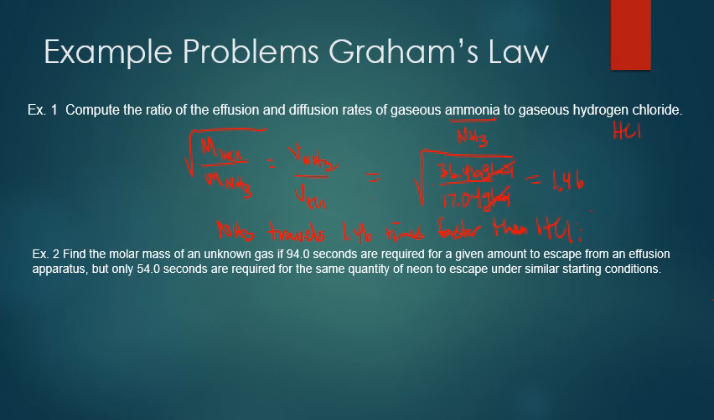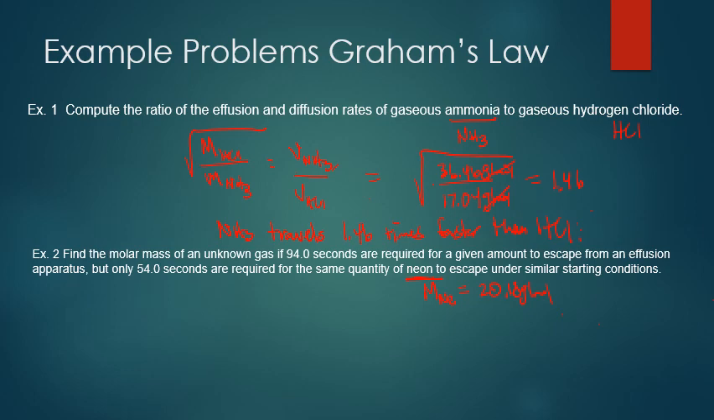Okay, so for our second problem, it says we need to find the molar mass of an unknown gas if 94 seconds are required for a given amount to escape from an effusion apparatus, but only 54 seconds are required for the same quantity of neon to escape under similar starting conditions. So key thing, I don't have any numbers other than the 94 and the 54, but I do know a substance, which is neon. So I can always tell the molar mass of neon from the periodic table. So that would be 20.18 grams per mole.